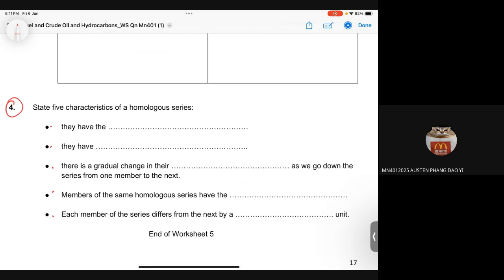Joakim, can you give me one? Yeah, anything. Just give me any one. Same functional group. Okay, so all the members in the same homologous series will have the same functional group. Austin, go back to you again. Give me another one.